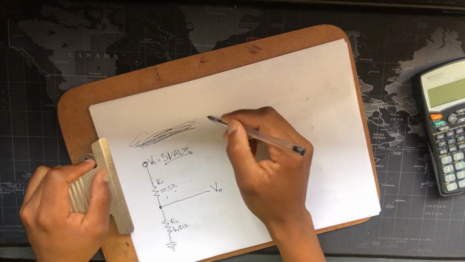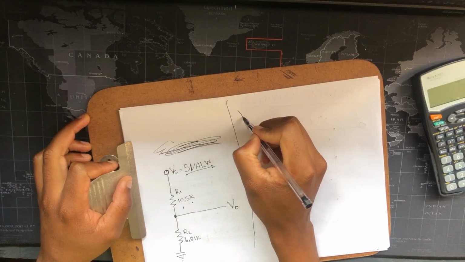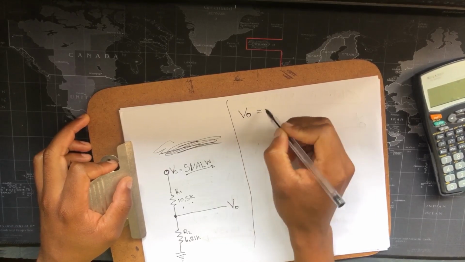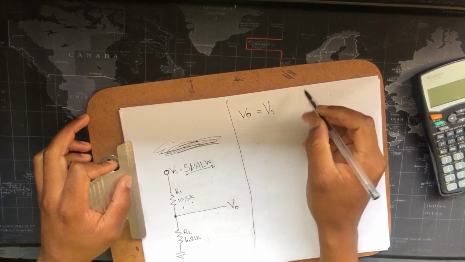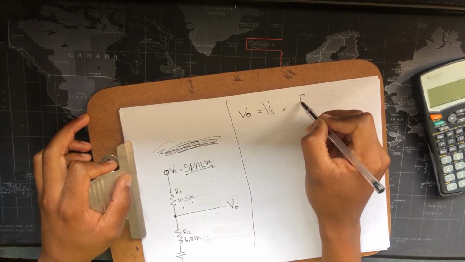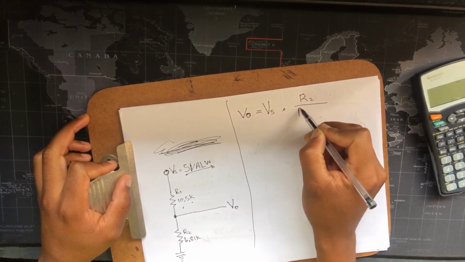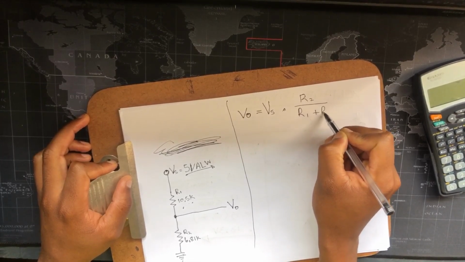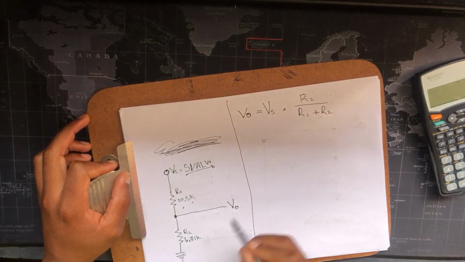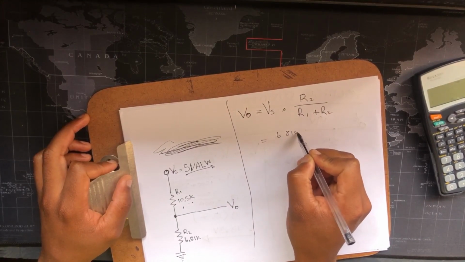So to calculate this, okay, we know our formula. VO, voltage out, is gonna be voltage source times R2 divided by R1 plus R2. So this is gonna be R2, 6,800.